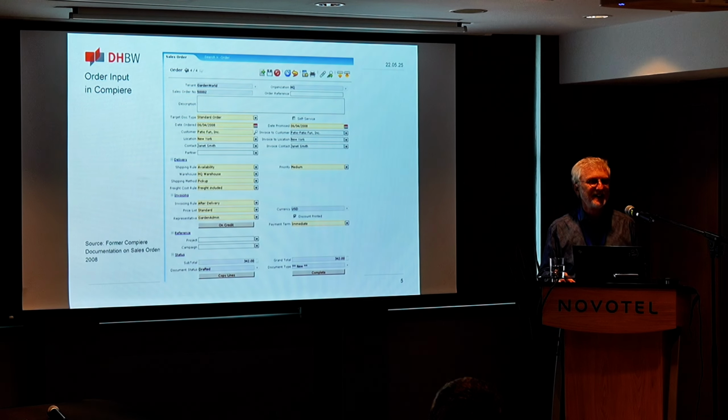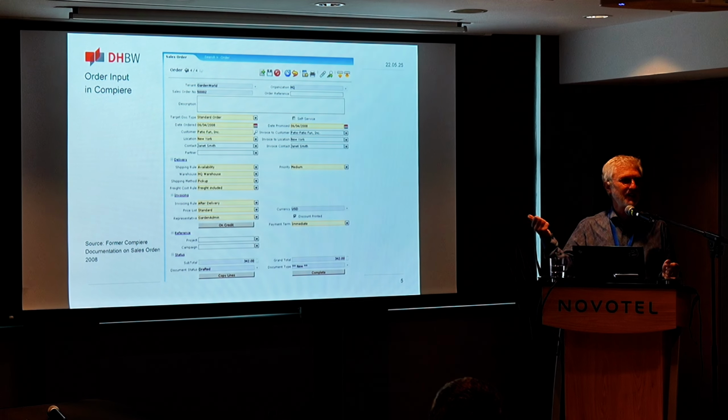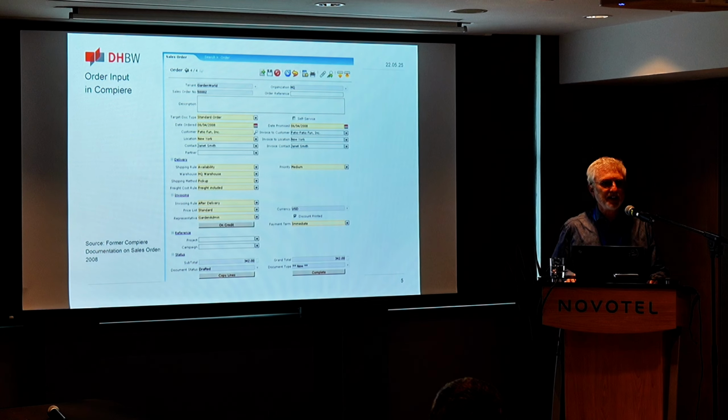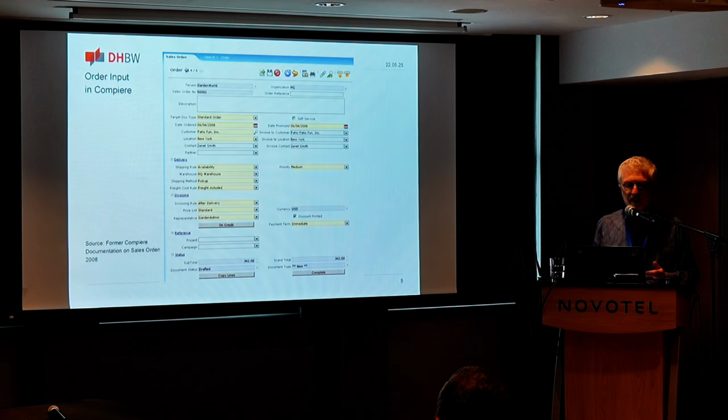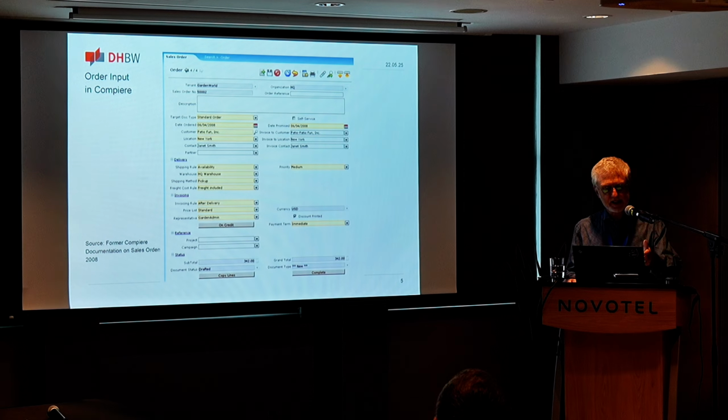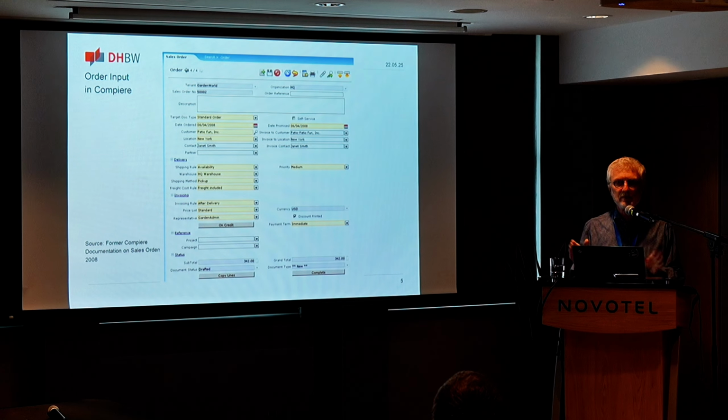So the first thing, who of you has also had practical experience with this kind of interface? So one, two, okay, a few, okay, yeah. So this was Compiere. This is 2008, but I think it was even older by that time. So this is the first interface.